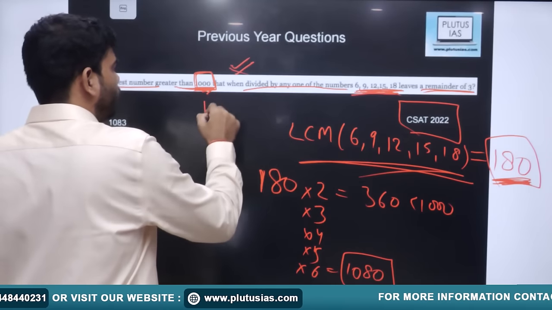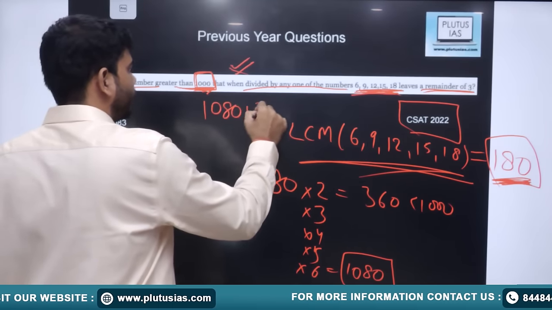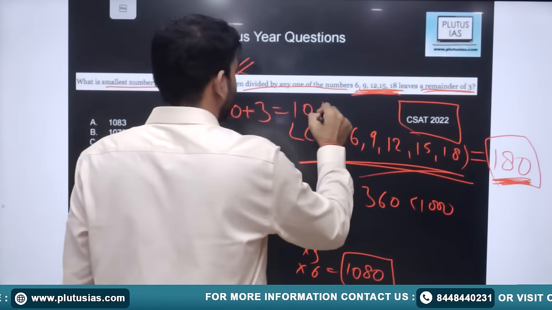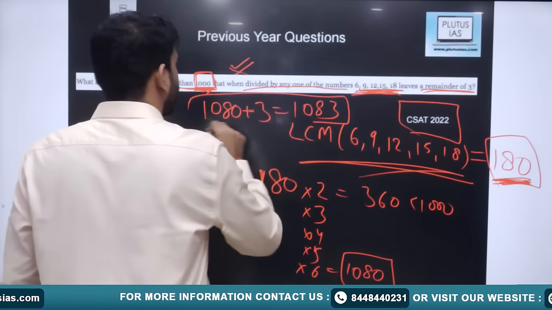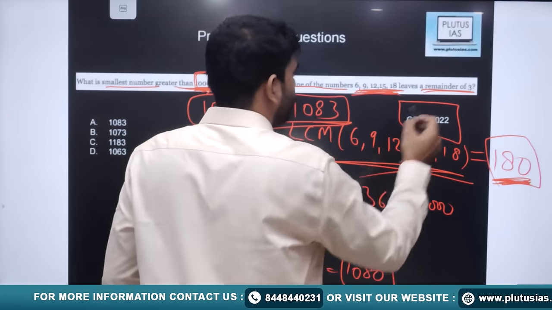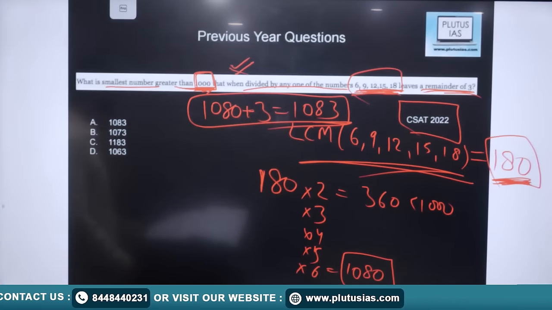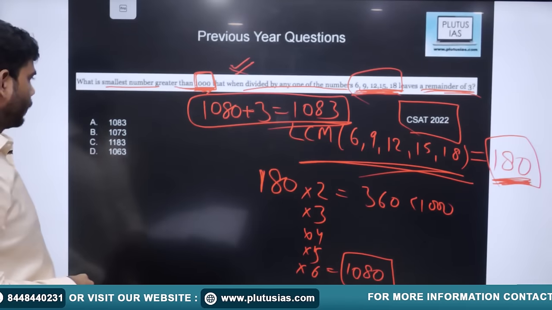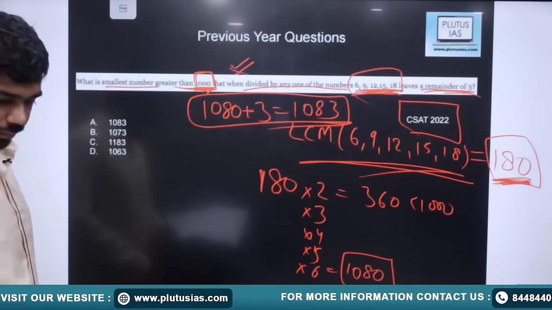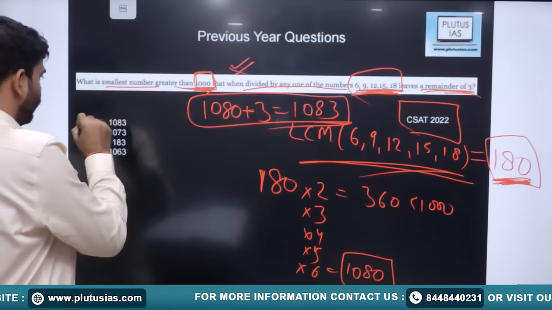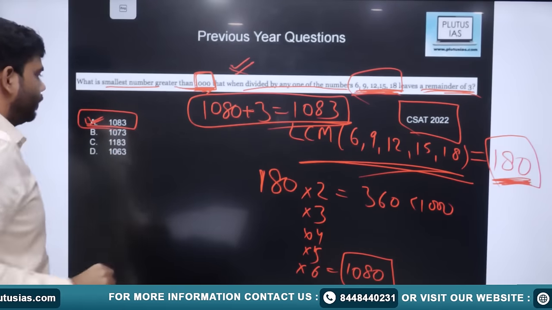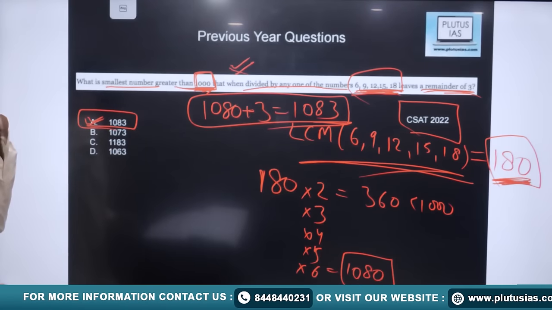Now we just have to add 3 to this. So we will add 3, and then we will get our number. We will show a remainder of 3 when divided by all of these 5 numbers. Right. So this is our solution.